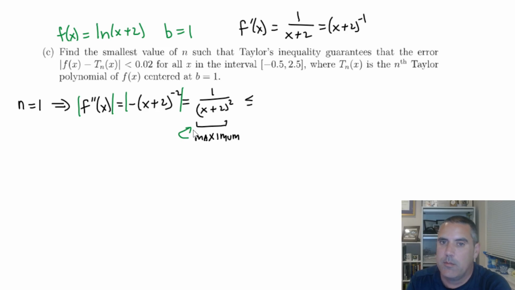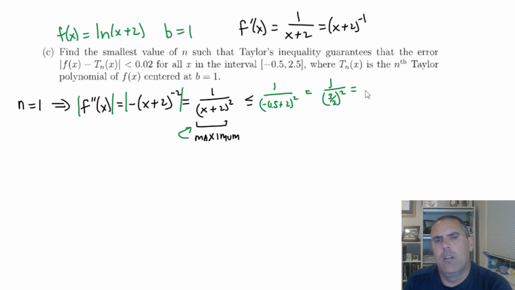So when is this maximum? It's going to be maximum when the denominator is smallest. When is the denominator smallest? When you put in this negative 0.5. So let's take a look at that. 1 over (negative 0.5 plus 2) squared. That's going to be our M. So it's going to be 1 over 3 halves squared. So what's that going to be? It's going to be 4 over 9.